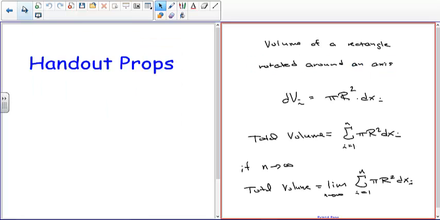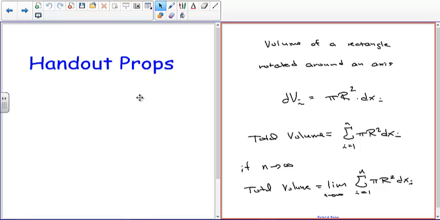Okay, so here's the math. We're going to say that each one of those little disks is a small volume. We're going to call it dV, V for volume, with i as the subscript. As you stack up all those disks, each one's going to have a volume. The first one is the one on the left, the second one is the next one, all the way to n.